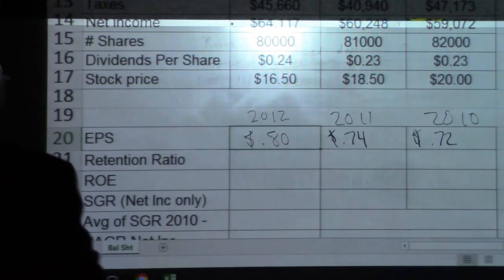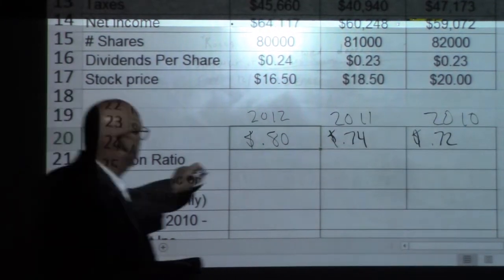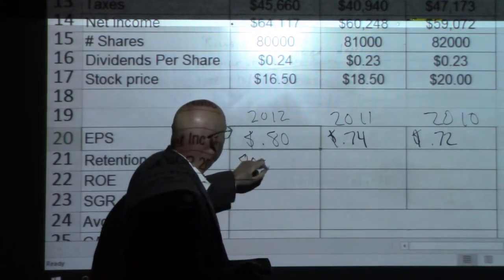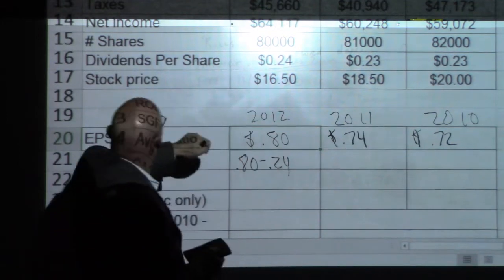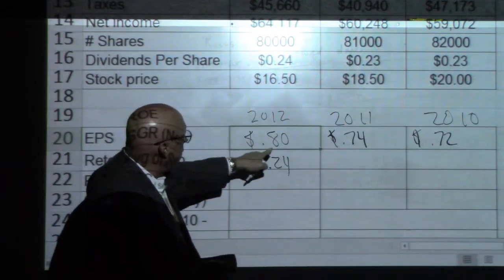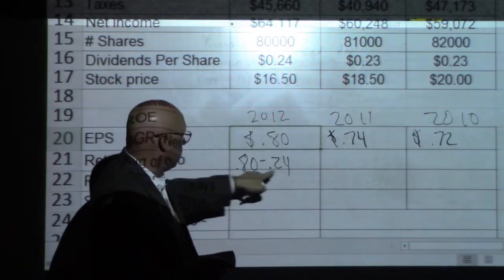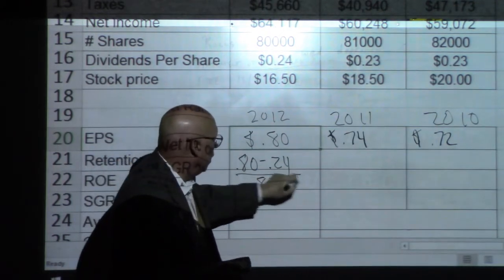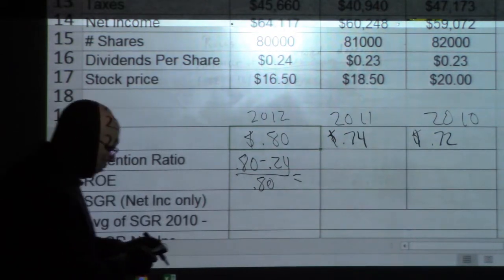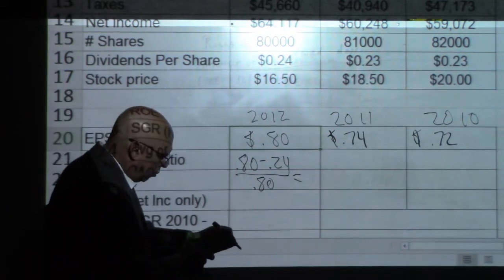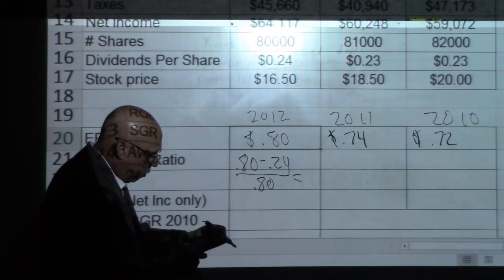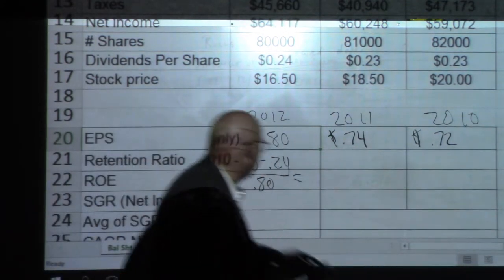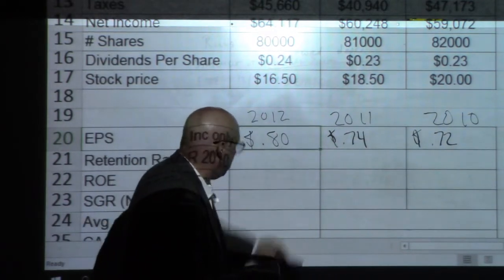So let's find the retention ratio. And so we have 0.8 minus 0.24. What's 0.24? Dividends. So what's 0.8? 0.8 is earnings per share minus dividends per share divided by earnings per share. And what is our retention rate or ratio for this year? And so it's 0.8 minus 0.24 divided by 0.8, and our retention ratio is 70%. So we're going to retain 70%.